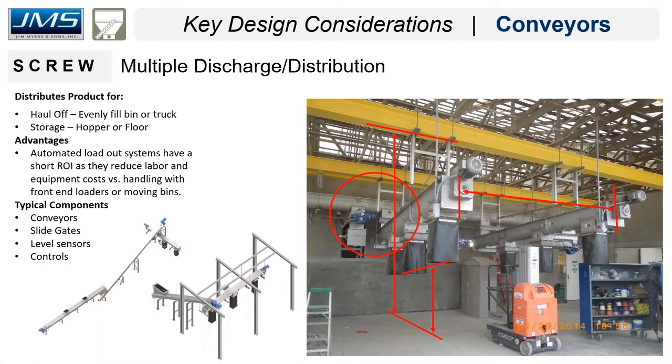This system loads bins evenly and automatically with multiple slide gates, ultrasonic sensors, and control logic. Hanging systems require structural considerations. These yellow beams were specific to the conveyor support.